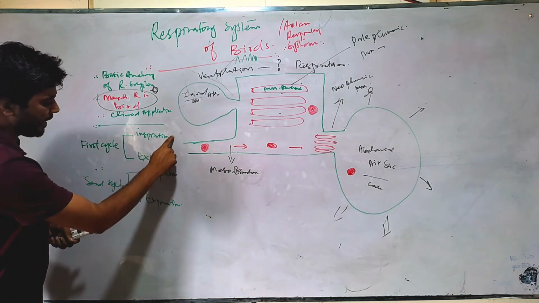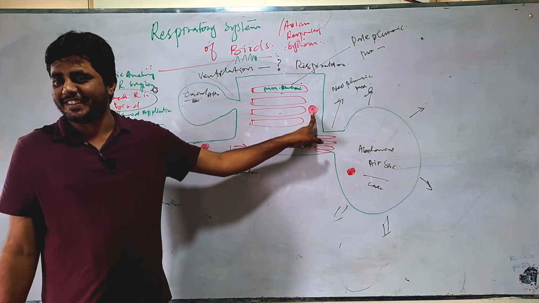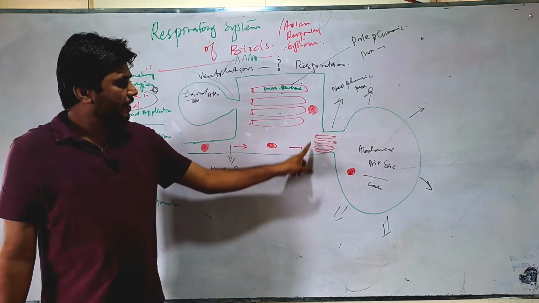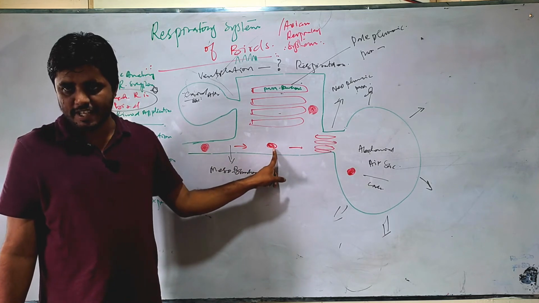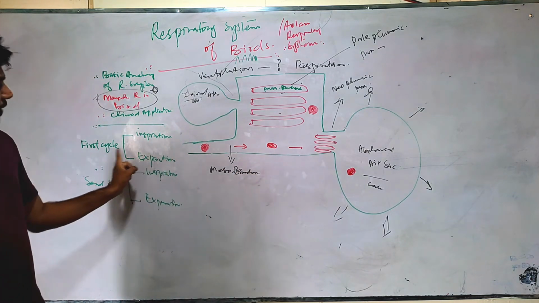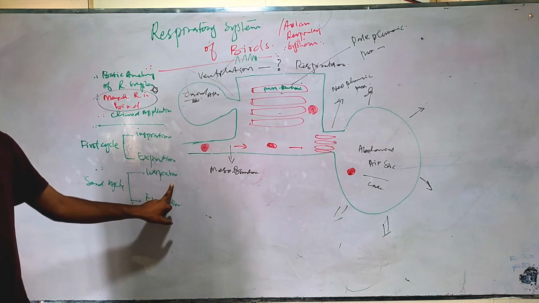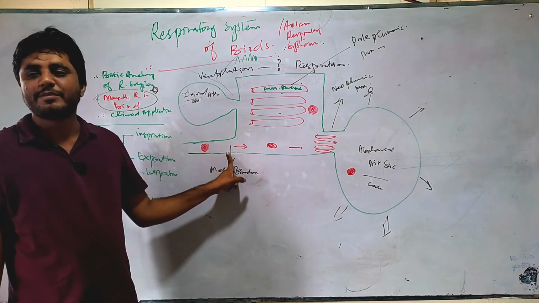What really happened? We have finished inspiration and expiration, and our bolus is still here. That means ventilation is not completed with regard to this bolus. With regard to it, we have only one cycle. We will again have entry of air here.